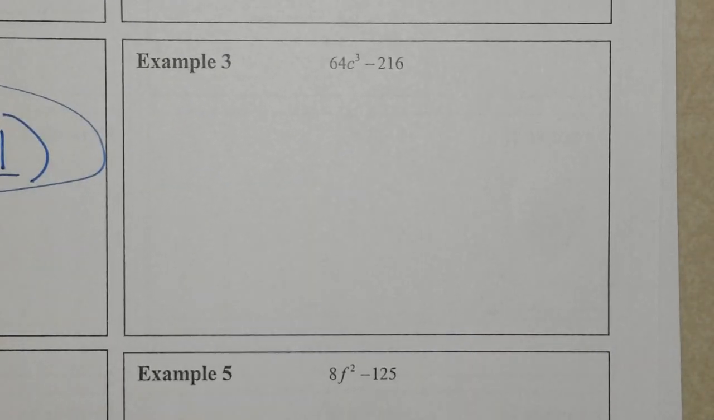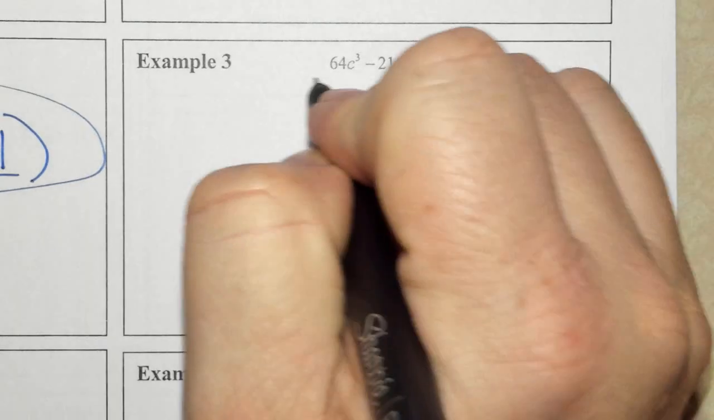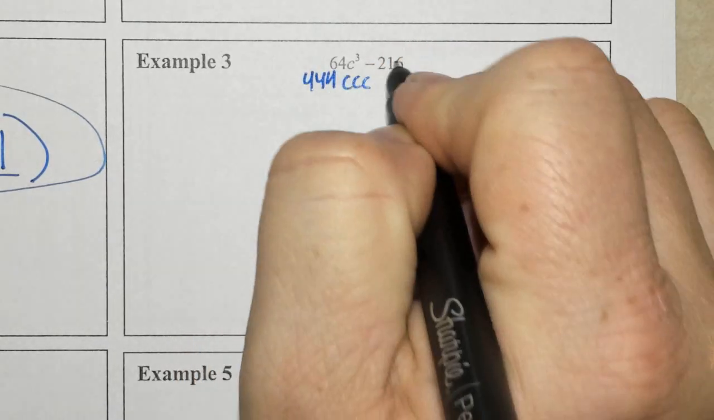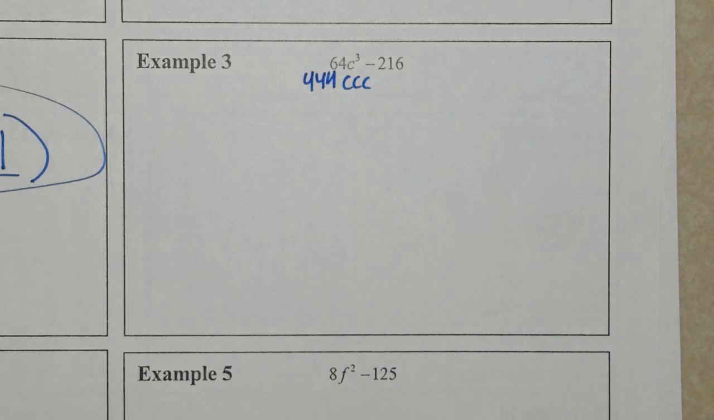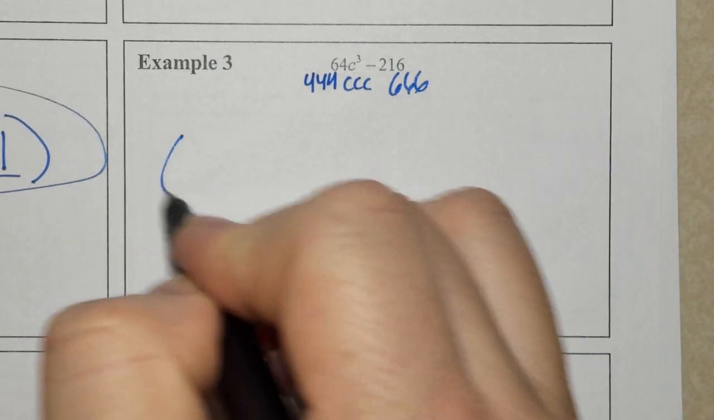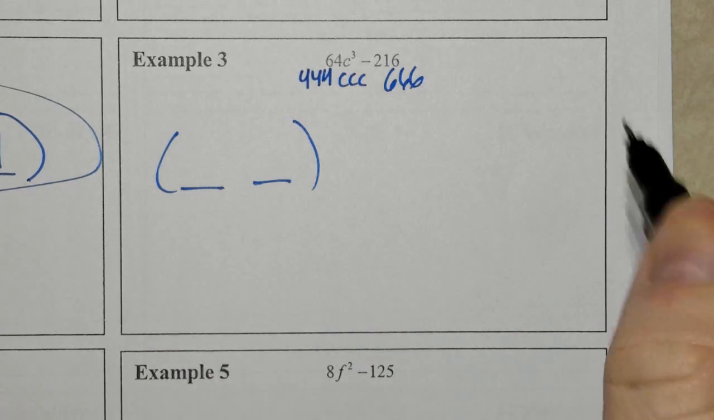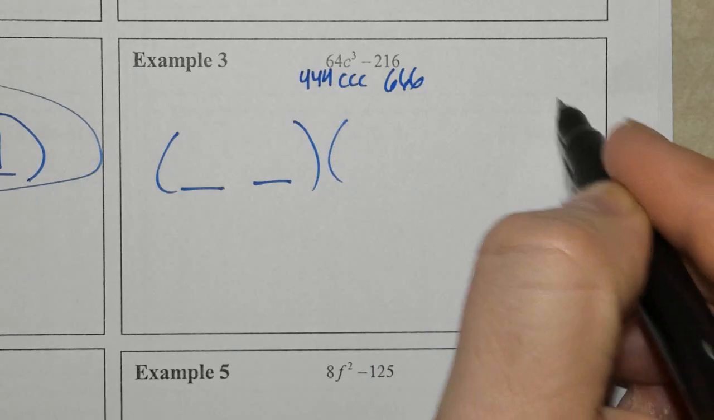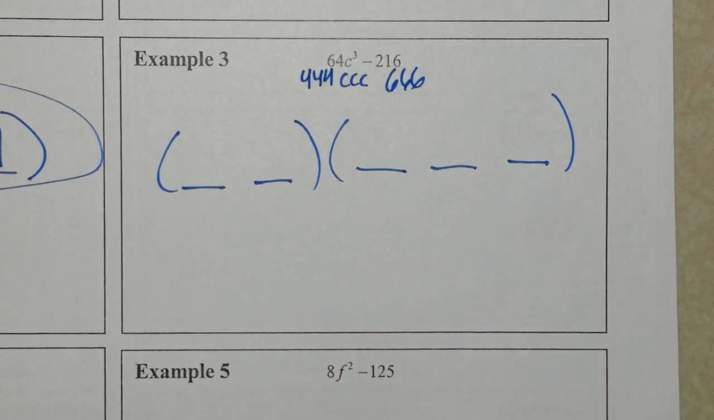Is 64 on the list? Is 216 on the list? What is 64? Go find it for me. What is it? So 4, 4, 4, C, C, C. And what is 216? 6, 6, 6. So 2 in the first parentheses, and your final parenthesis always contains 3. The last sign is going to be always positive.